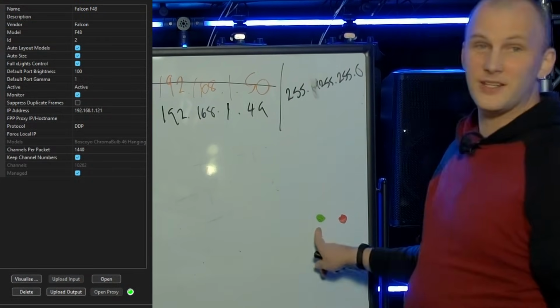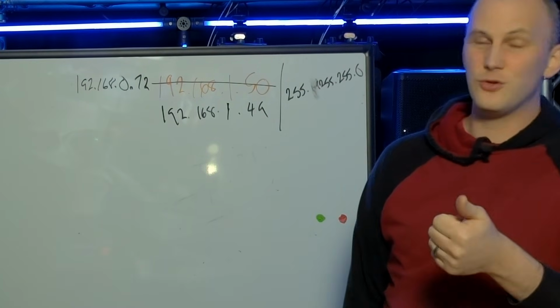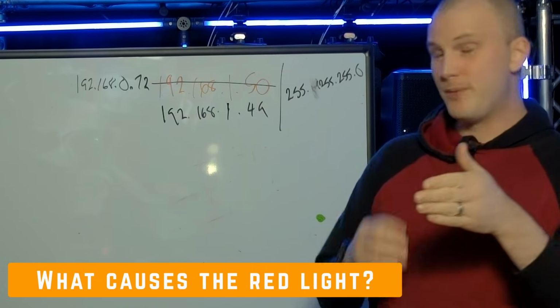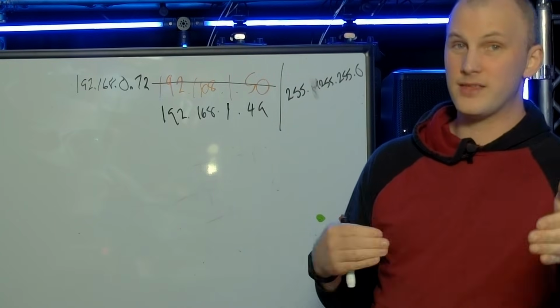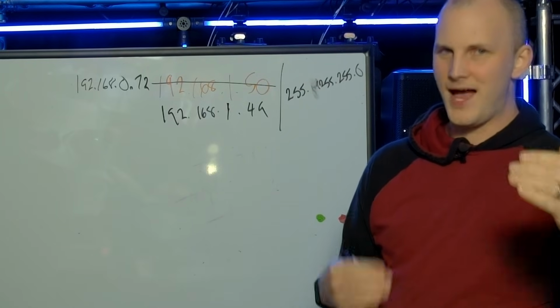We like the green light. The green light makes us happy. It means we can upload to it. It means that everything's going to go great when we're running our show. So the red light is either caused by your IP address changed, or you're not within a range, or you're not connected in a way that you can reach that device.